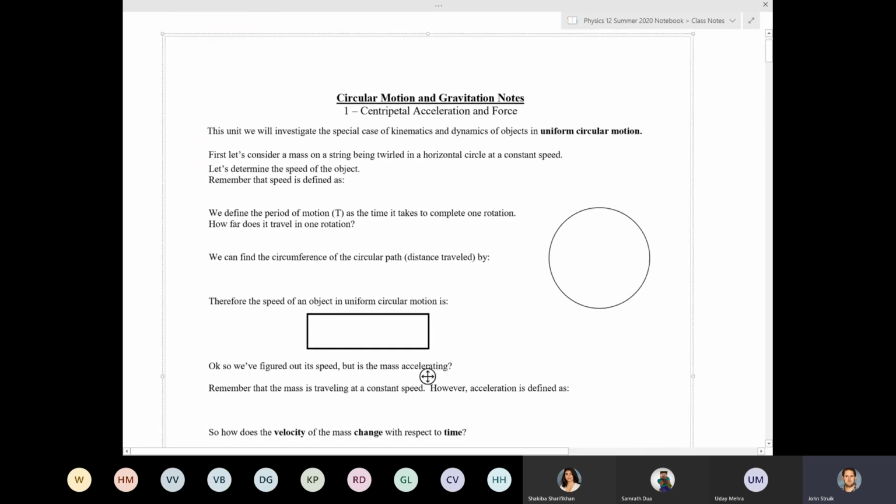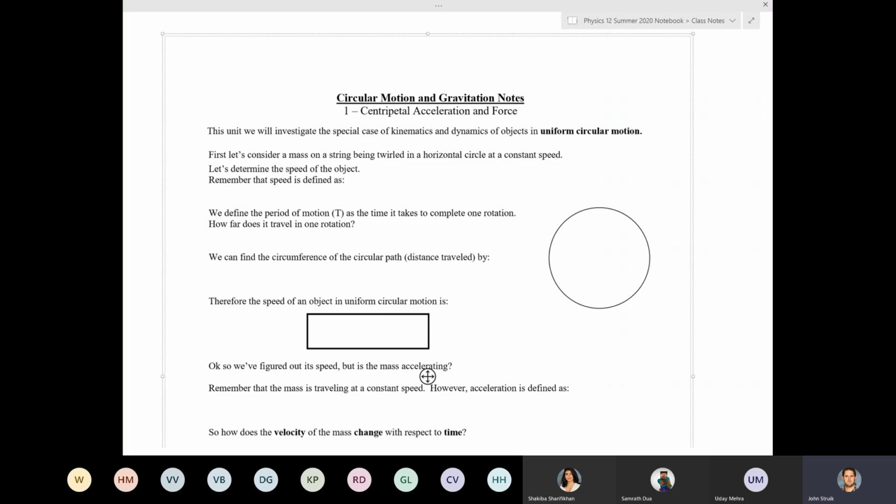So anything traveling in a circle or in an arc. It doesn't have to be a complete circle. Anything that's moving at an arc, I don't know how to explain that, is the best word to use, is traveling in circular motion. So we'll look at things like that. So we're going to apply kinematics and dynamics to this.